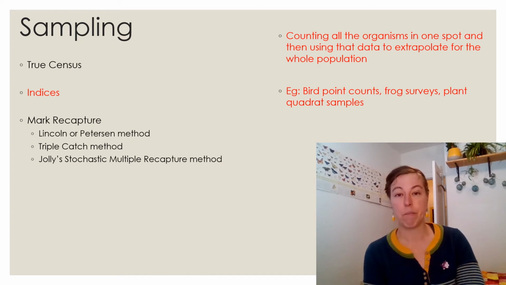Plants don't really go anywhere. So we can set up a quadrat, a square, and count every plant in that small square. And then if there are 10 of those plants in a meter square, then we can use that to extrapolate how many are in a kilometer square, if the habitat is homogeneous.